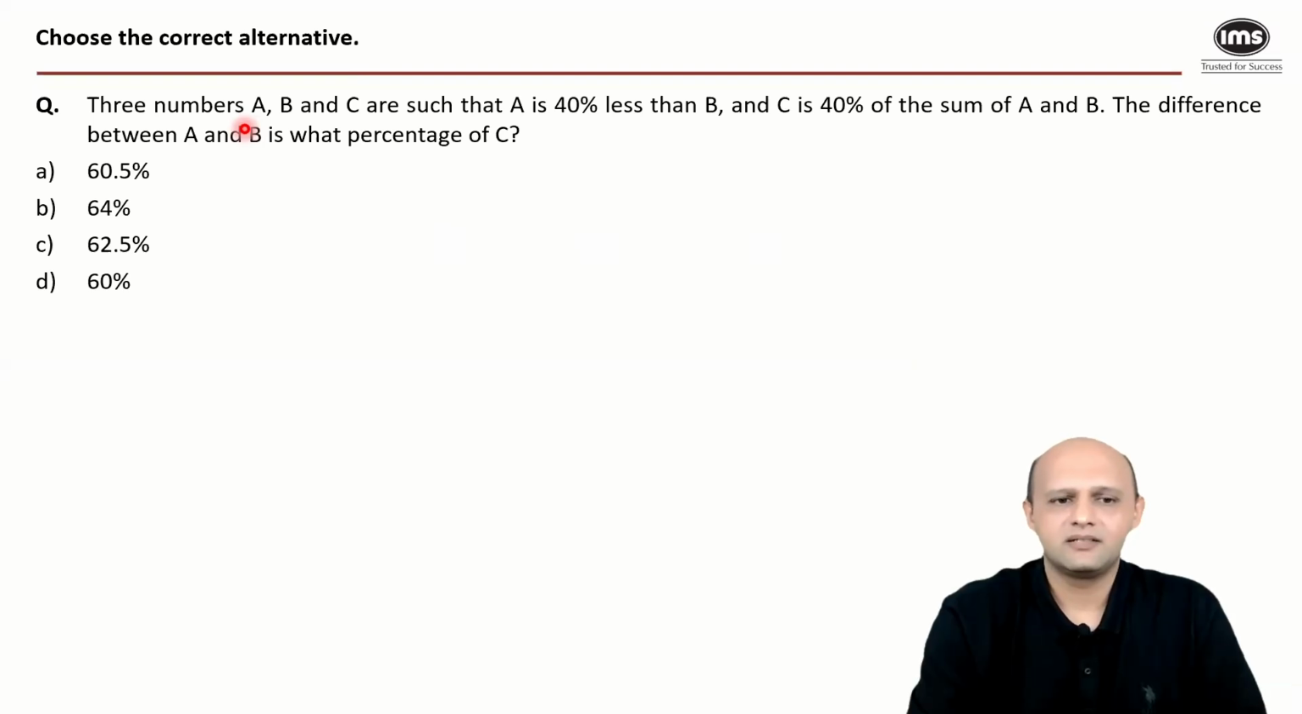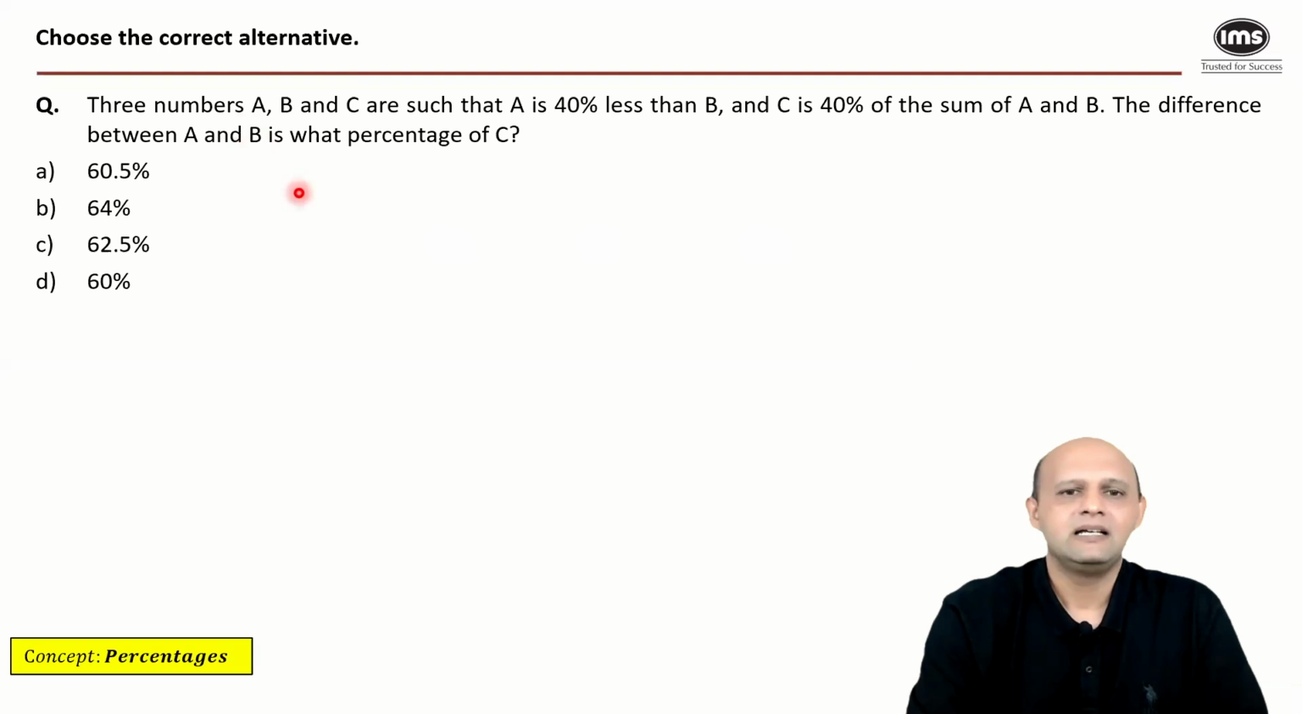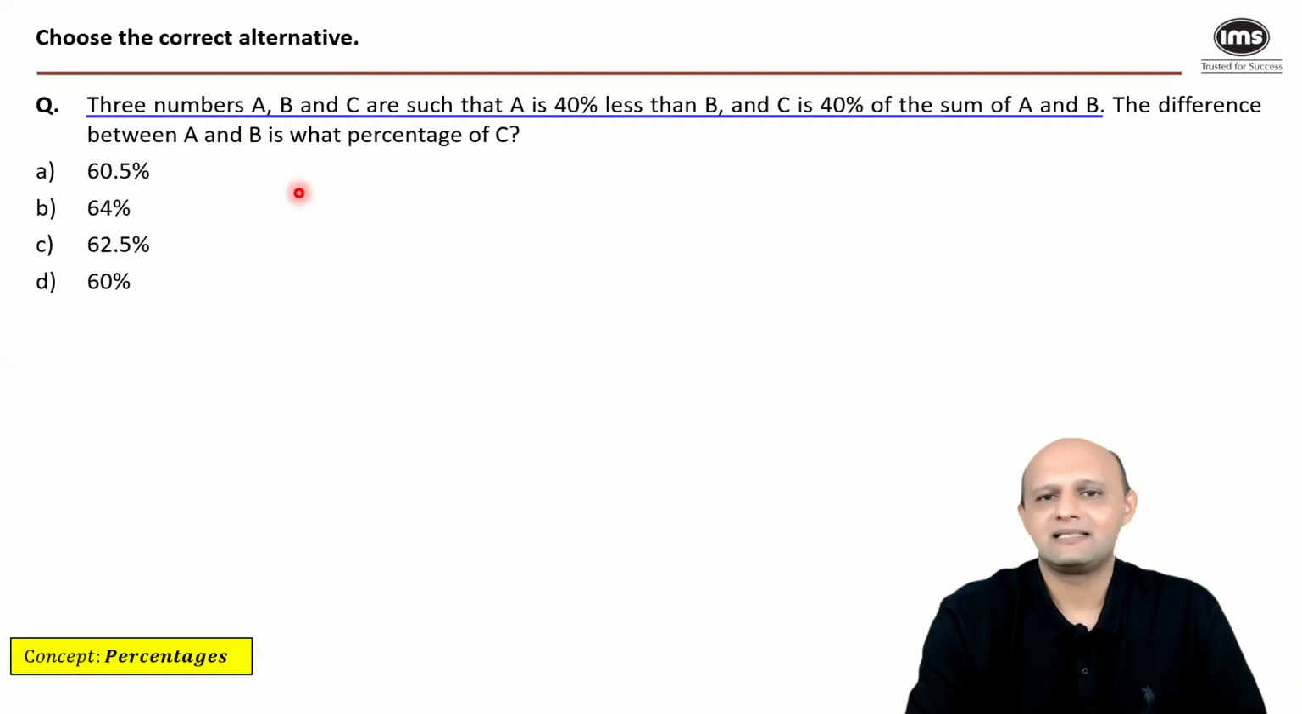The concept tested here is percentages, evidently. Let's read the question. Three numbers A, B, C are such that A is 40% less than B and C is 40% of the sum of A and B. So how would you approach this? Simply assuming B as 10, I think should suffice.